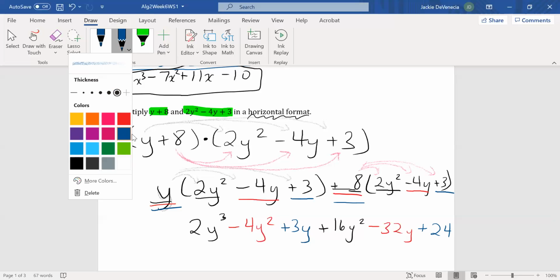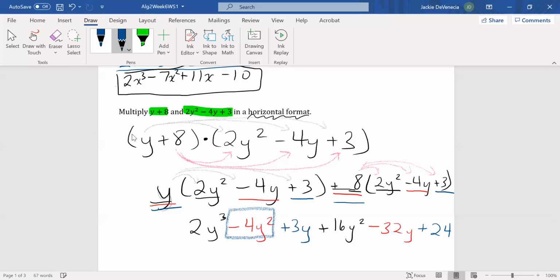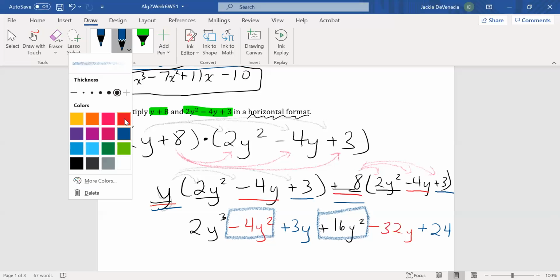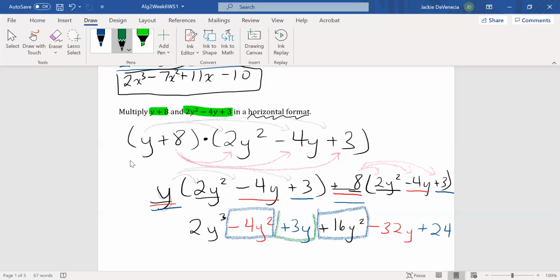So let's see, 2y cubed, there's no other like term, so I can just leave that alone. Now let's look at negative 4y squared. This one matches with 16y squared. So those go together. And then I have 3y. That one matches with negative 32y. And then 24, my constant, there's no other like term, so that can also be left alone.